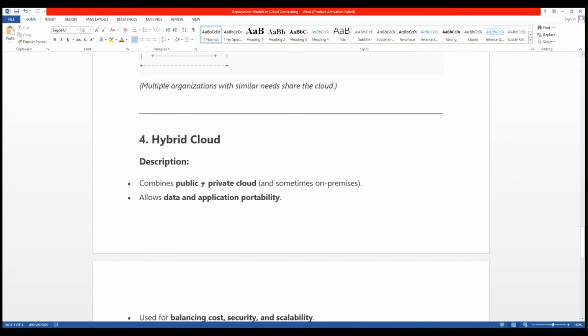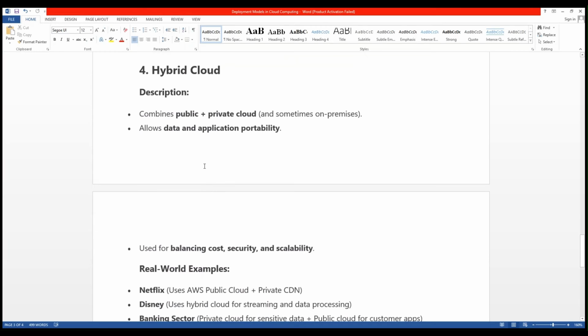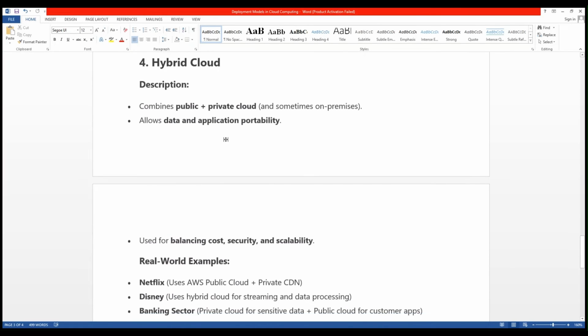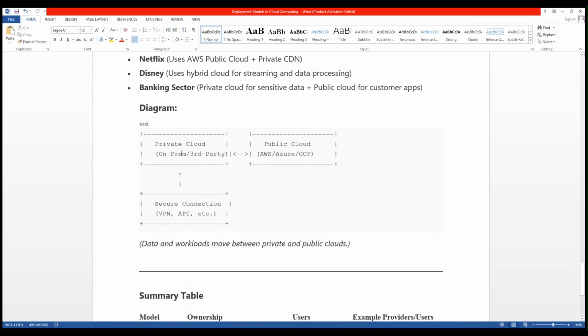Next is the hybrid cloud. Hybrid cloud is basically public plus private. Take an example: there is a private cloud, for example IBM, which is an on premises model. And the next one is the public cloud, which means AWS, Azure, and Google Cloud, for example. These two types of cloud exist in the same model. So this is an example of hybrid cloud.